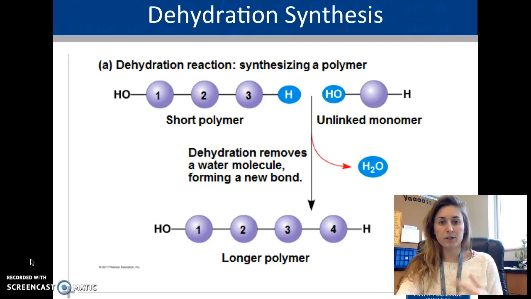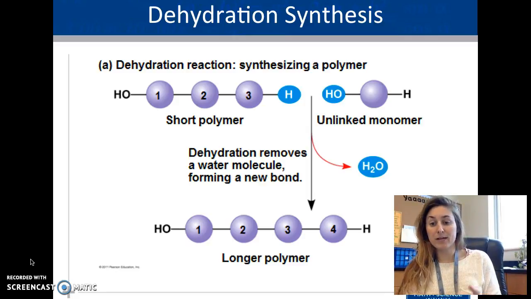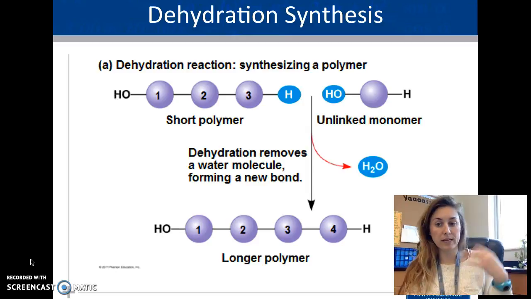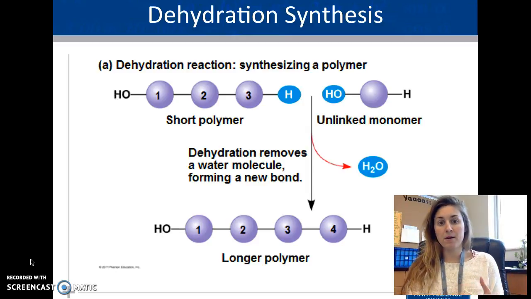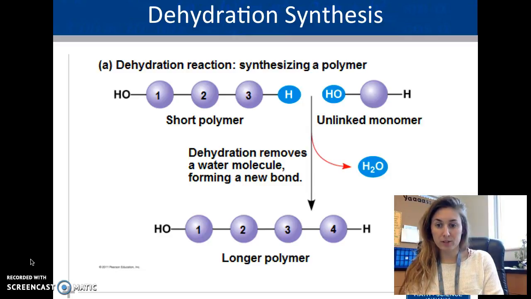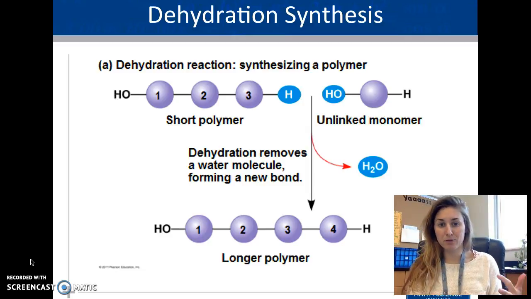Hopefully, if we look, this is going to be actually the formation. So dehydration results in the formation of a long polymer. So let's say I'm making a carbohydrate. I am losing water out of that reaction, hence the name dehydration.